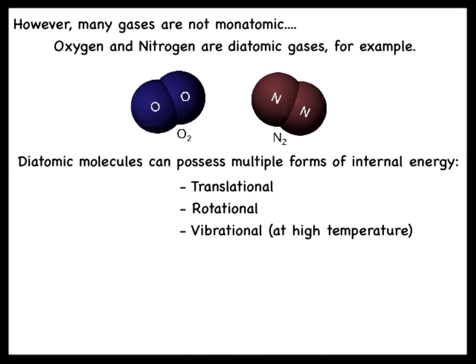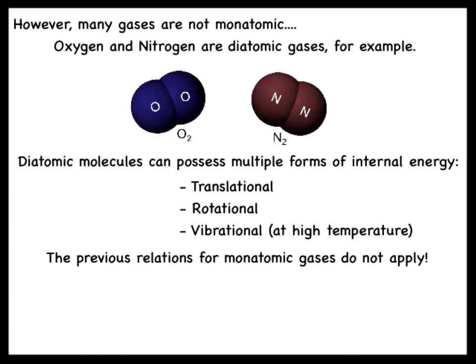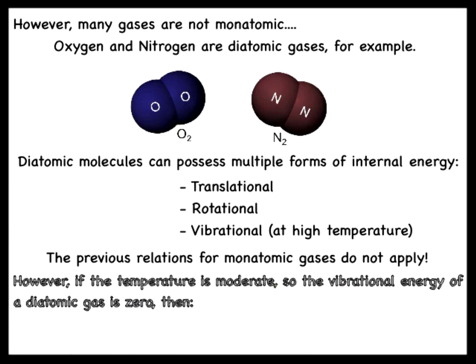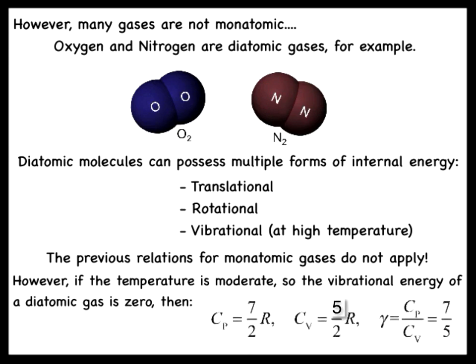The result of these additional motions is that the equations for the molar specific heats do not apply. Instead, if the temperature is moderate, so the atoms in a diatomic gas don't vibrate, then the molar specific heats are given by Cp equals 7/2 R and Cv equals 5/2 R, such that gamma is equal to 7/5.